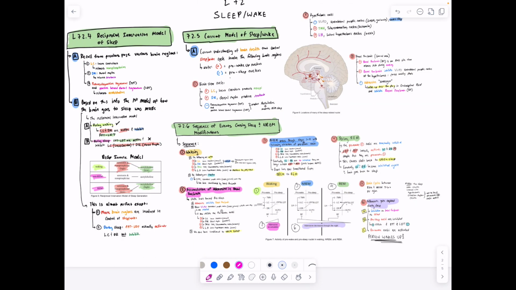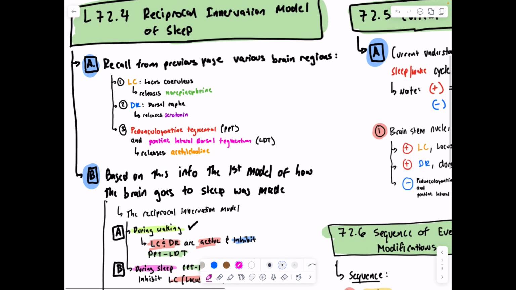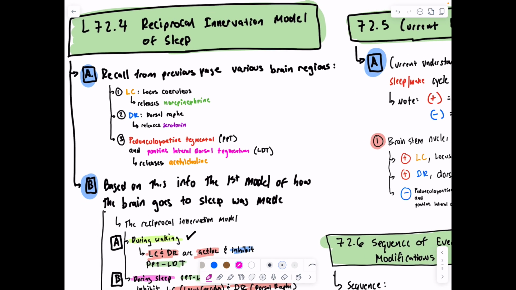All right, so then we have the first model of going from waking to sleep, which was the reciprocal innervation model. And we were told this model because it is very similar to the current model. It's almost correct. We have this nucleus, locus coeruleus, and on the previous page we said it produced norepinephrine. And then we have the dorsal raphe nucleus, DR, which produces serotonin. Then we also have the pedunculopontine tegmental nucleus and the pontine lateral dorsal tegmentum, which release acetylcholine.